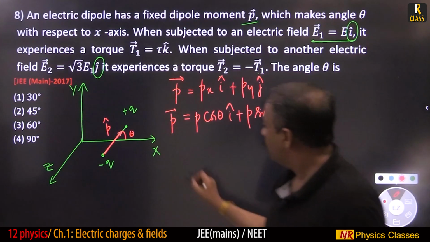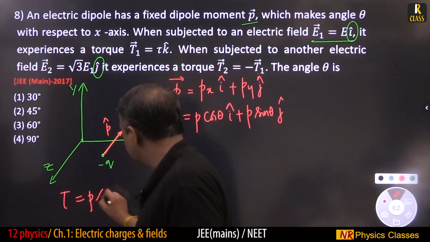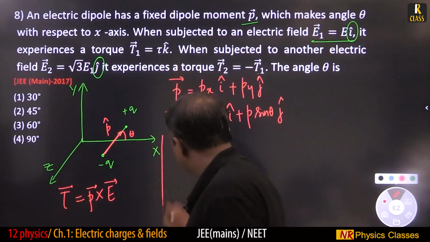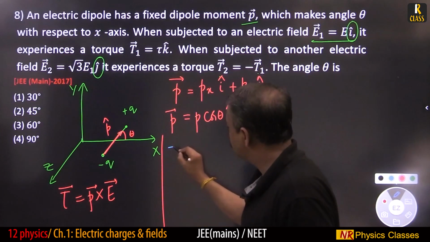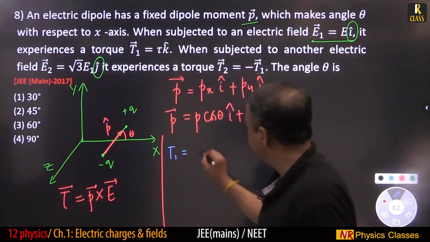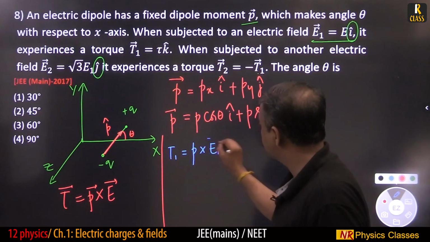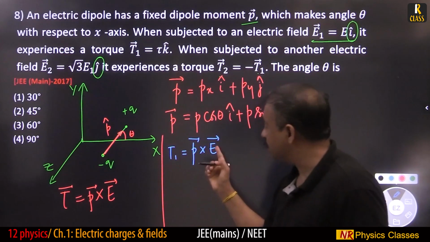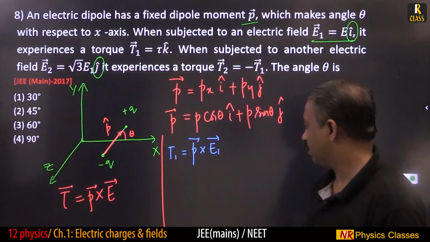Now, the expression for torque is P cross E. Let us first find the torque due to electric field E1. So T1 equals P cross E1. After that, T2 equals P cross E2. They are equal and opposite. Let us substitute, we'll get the answer.